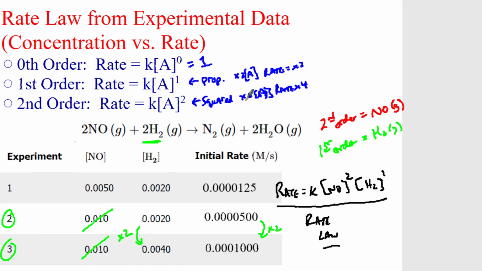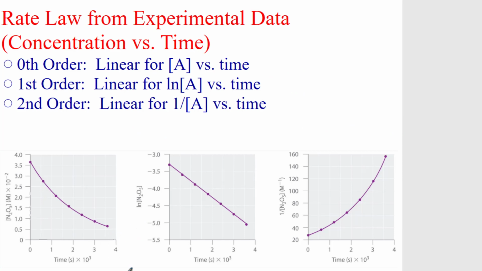You don't have to. Remember, if it's zero order, you don't even have to put it in there, because anything to the 0 power is 1. Okay, and so that's called the rate law. And that is from when we're given concentrations and the initial rates. Okay, well, there's another way to find the rate law, and that is by the graph.